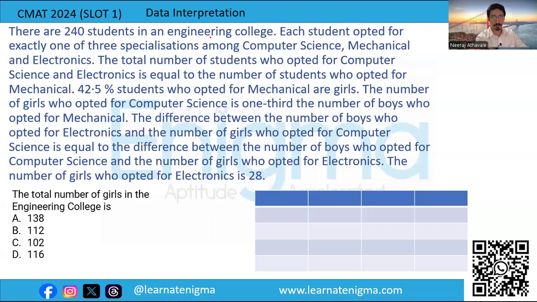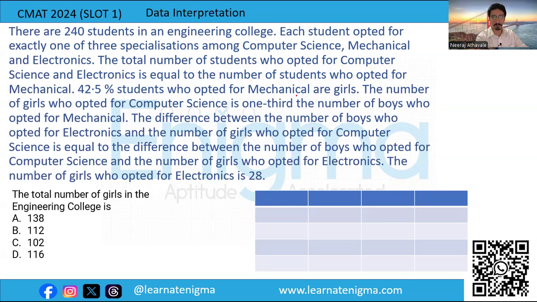There are 240 students in an engineering college. Each student opted for exactly one of the three specializations among computer science, mechanical, and electronics. The total number of students who opted for computer science and electronics is equal to the number of students who opted for mechanical.